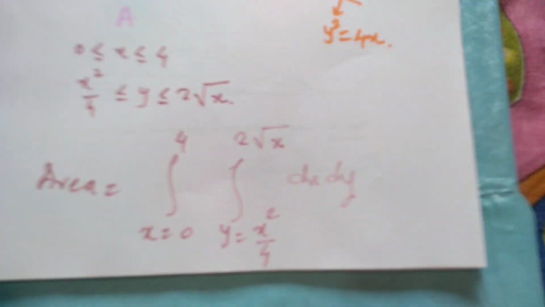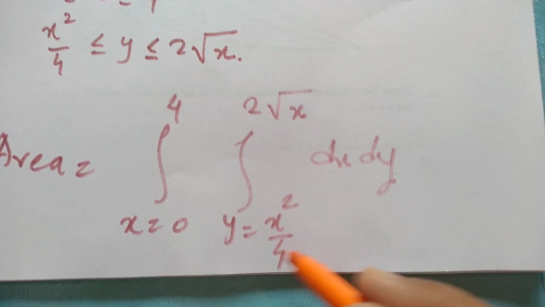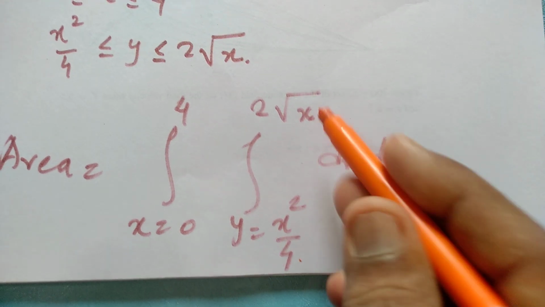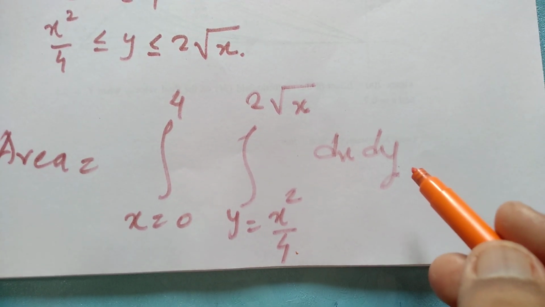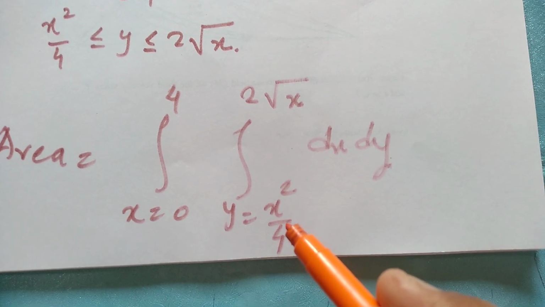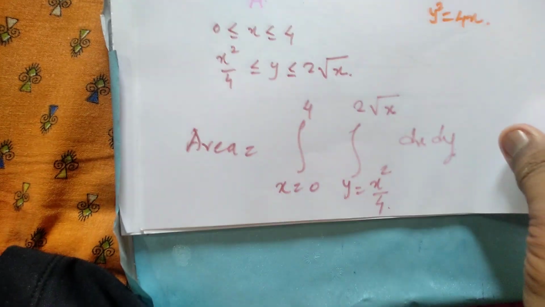Now here you observe one thing. Limits of y depend on x. So the order of integration is with respect to y first and then with respect to x. Correct or not?